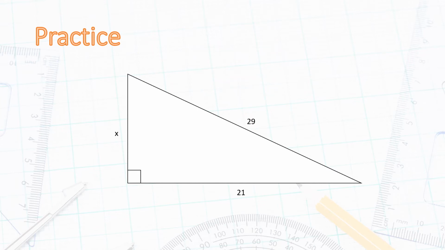All right, in this one, we've got a hypotenuse of 29, base of 21, and x. Solve for x. Pause the video and then come back.